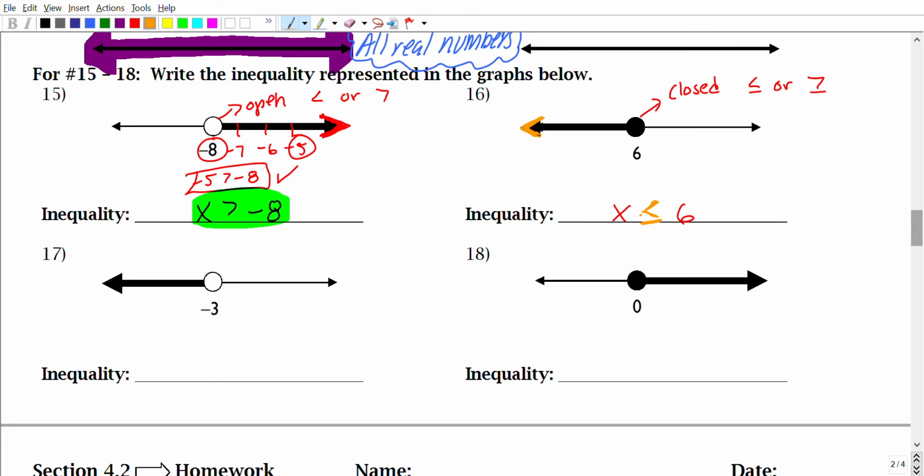All right, guys, so 17 and 18 are for you guys to try out, so go ahead and pause the video and try these 2 out.